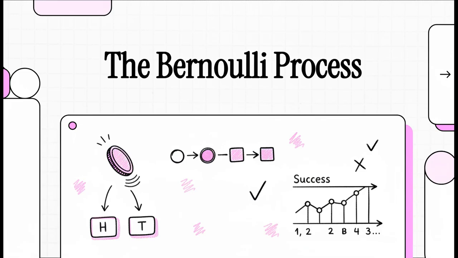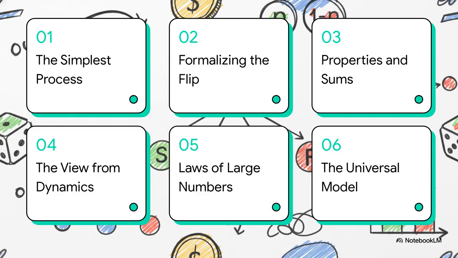Today, we're going to break down one of the most fundamental, most important concepts in all of probability theory, the Bernoulli process. Okay, so here's our game plan. We're going to start with this super intuitive idea, literally just flipping a coin. From there, we'll build up the formal math behind it. Then, we'll get into its really surprising properties. And finally, we'll unpack why this simple little process is actually considered a universal model for randomness itself.